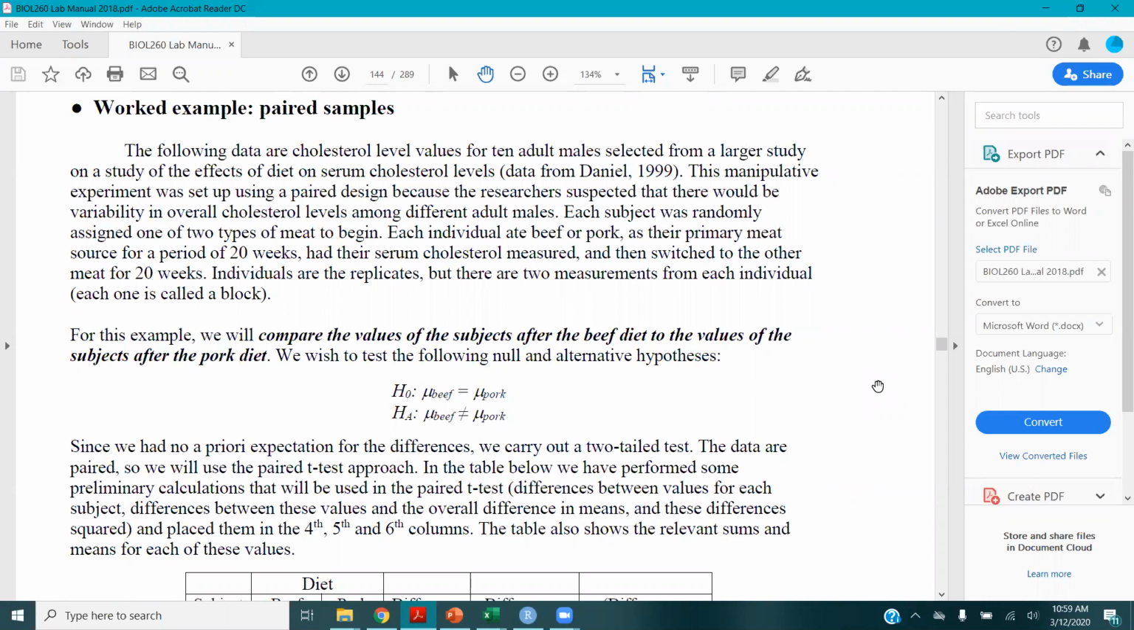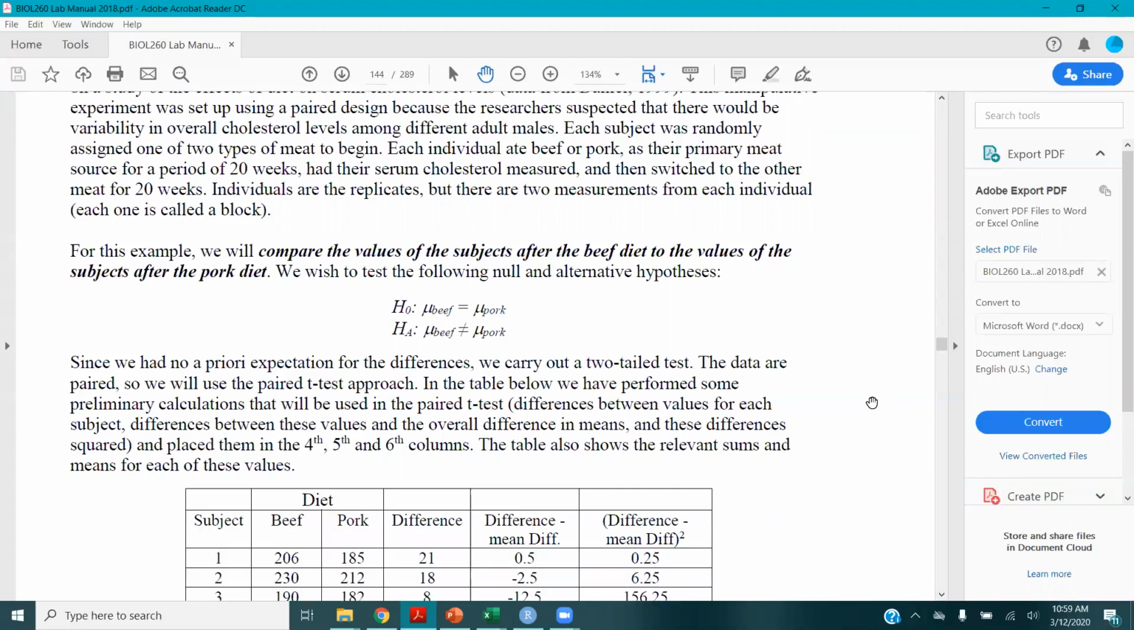Each subject was randomly assigned one of two types of meat to begin with, and each individual ate beef or pork as their primary meat source for 20 weeks, had their cholesterol measured, and then switched to the other meat for 20 more weeks. The individuals are the replicates, but there's two measurements from each individual. And this is the key to identifying a paired t-test. If you have individual replicates with two measurements from each individual, that is a very good clue that we will be using a paired test.